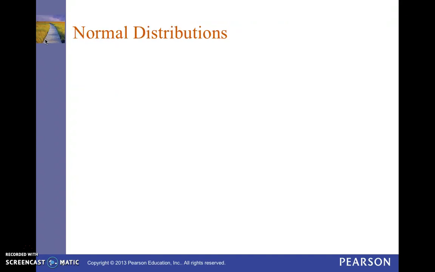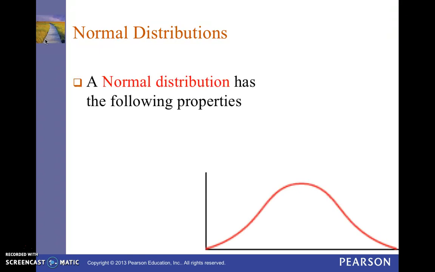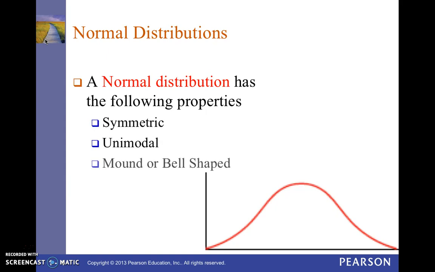So, you remember last week we talked about the normal distribution and how it has the following properties. Some of this is just review. That is that it's symmetric, it's unimodal, it's mound or bell-shaped. One of the things you're introduced to in chapter two is the idea of what happens when the distribution is not normal. There can be something called skewness that's introduced into your distribution.